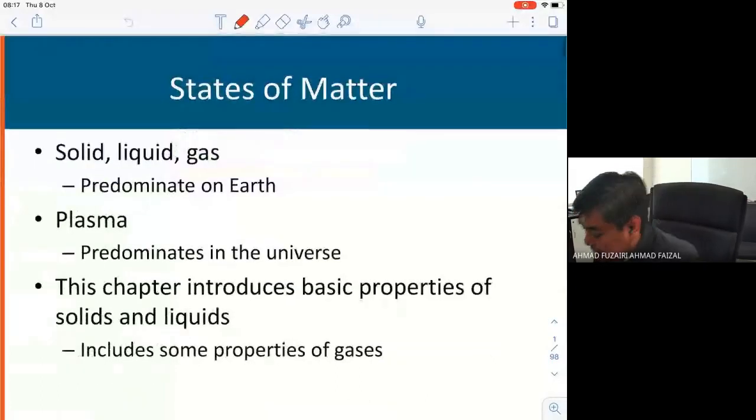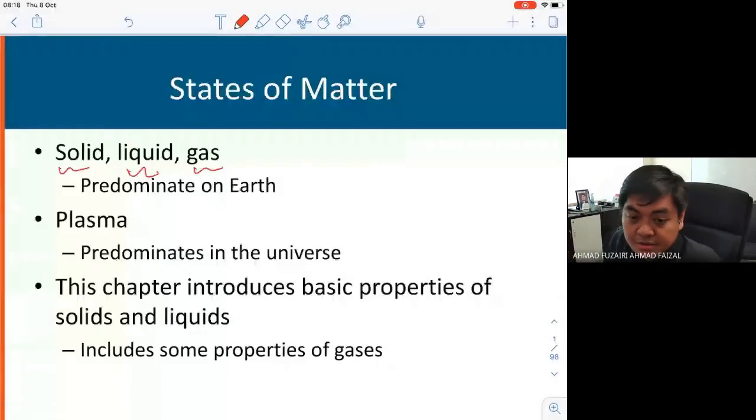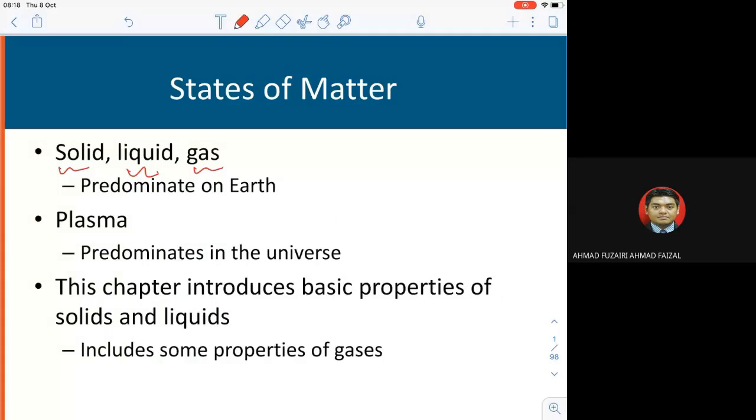So this chapter is chapter 9, solids and fluids. In this chapter we will learn states of matter, which consist of solid, liquid and gas. Normally solid, liquid and gas predominate on Earth, meaning we live on Earth that contains solid, liquid and gas. But there is also plasma, which predominates in the universe, something that we cannot see. This chapter introduces basic properties of solids and liquids, and also includes some properties of gases.